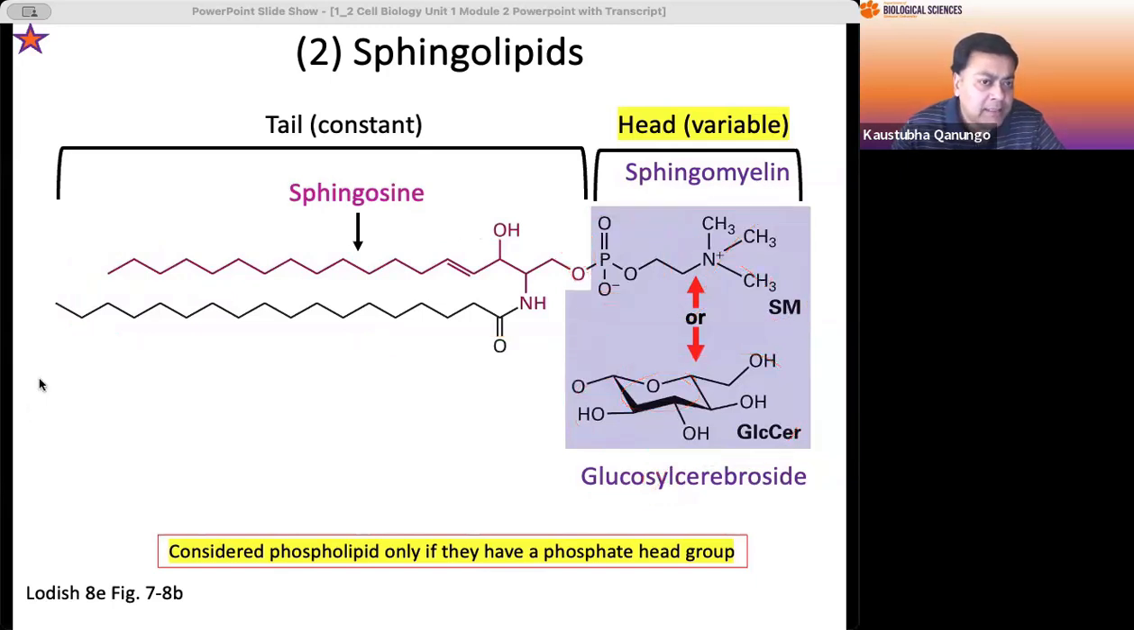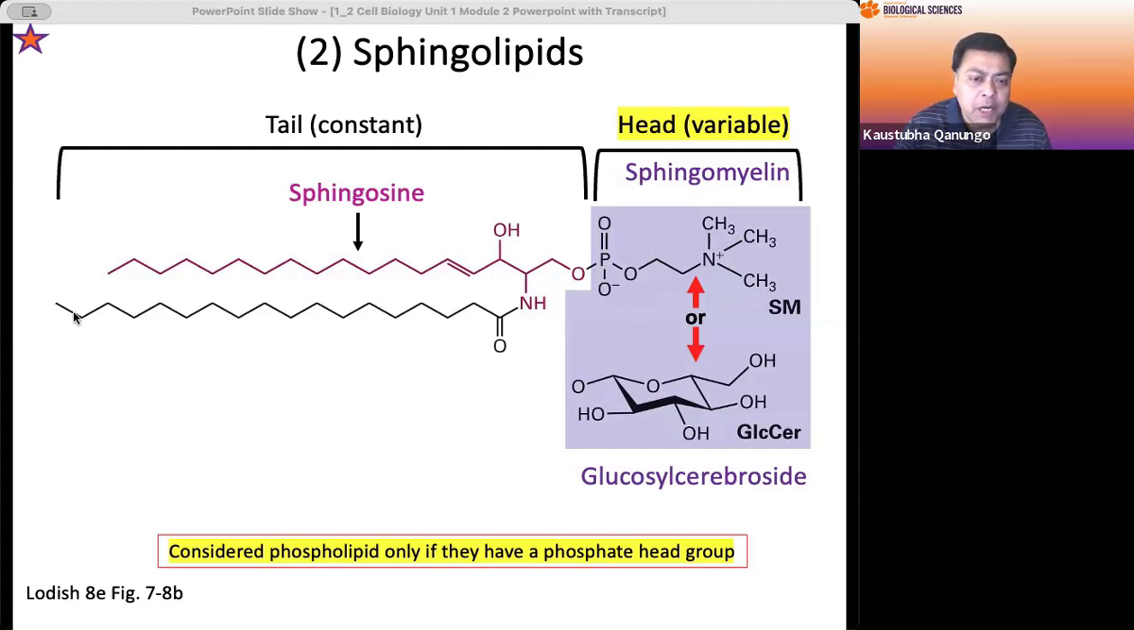So that's the typical question that we ask from here. For example, if we just ask as a statement that sphingolipids are considered as phospholipid, then you have A, B, C, D. So remember that if the polar head group contains a phosphate group, then it is considered as a phospholipid. Again, repeating, the sphingolipids are considered as phospholipid if the polar head group right here contains the phosphate group.